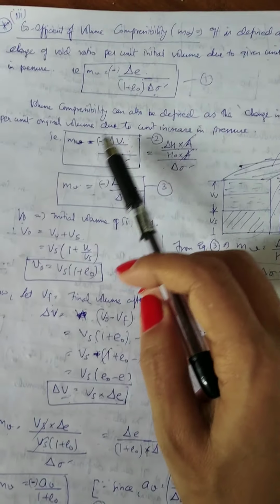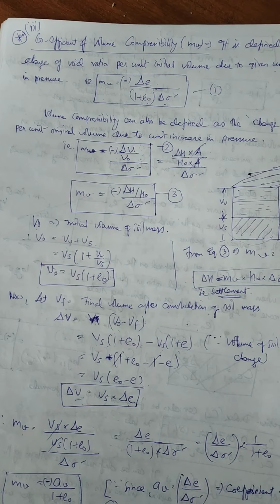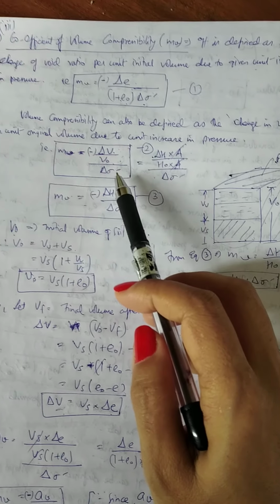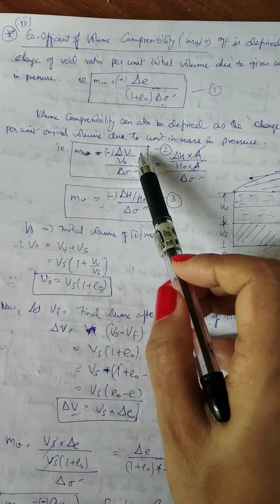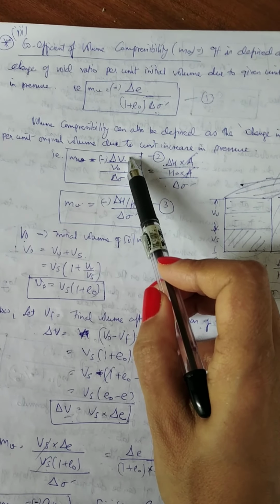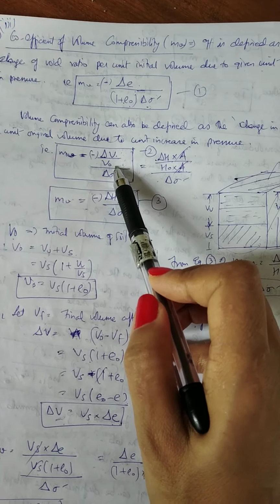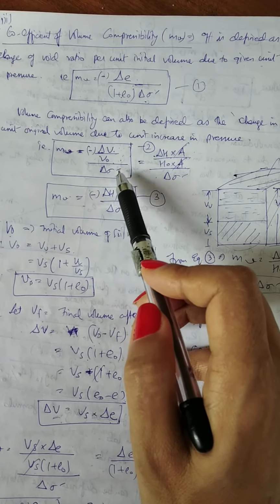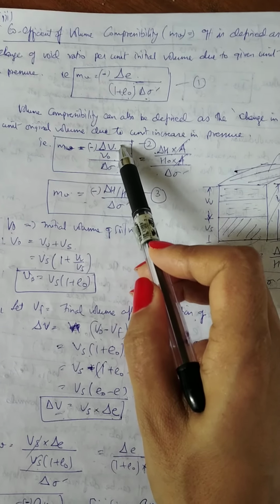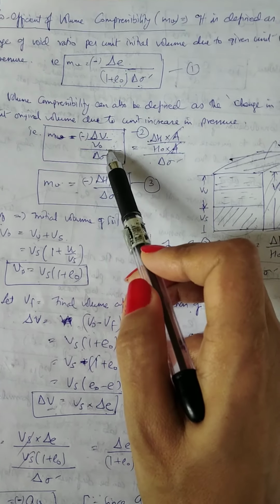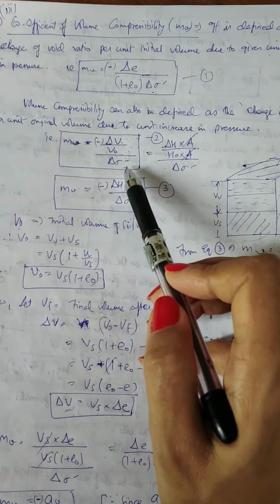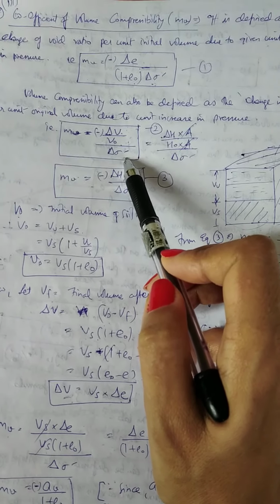So volume compressibility can also be defined another way, in terms of the volume and the height. MV is also equal to the ratio of change in volume per unit original volume, again because of a unit increase in pressure. Whatever change is happening in the original volume of that solid mass is the volumetric strain, right? That upon the stress, that is the increase in pressure.